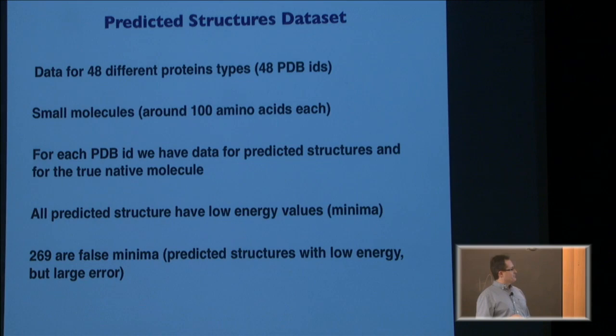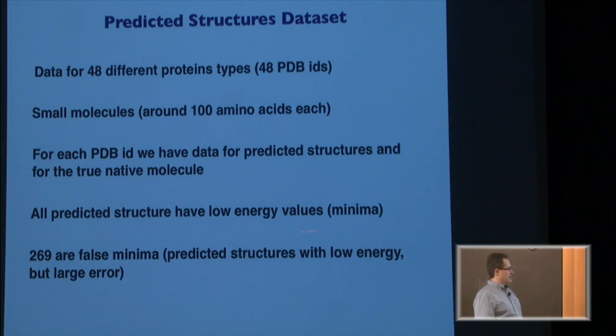So the data set that we're working with is not a very big data set at the moment. We have 48 different protein types, 48 PDB IDs, right? So 48 different molecules that are being simulated, and they are small molecules of around 100 amino acids each. For each one of them, we have a measurement of the error, comparing the true molecule with the predicted structure.